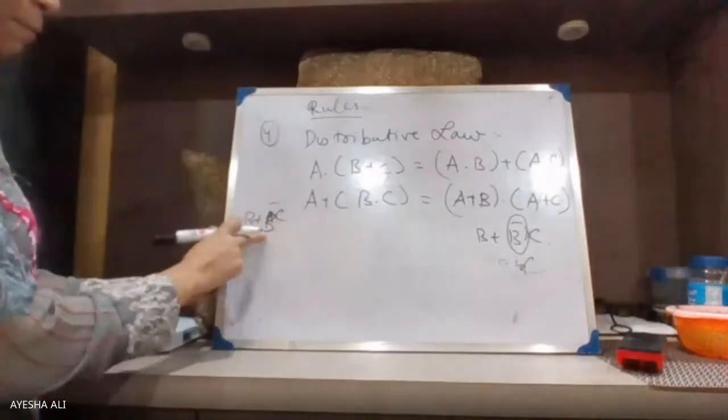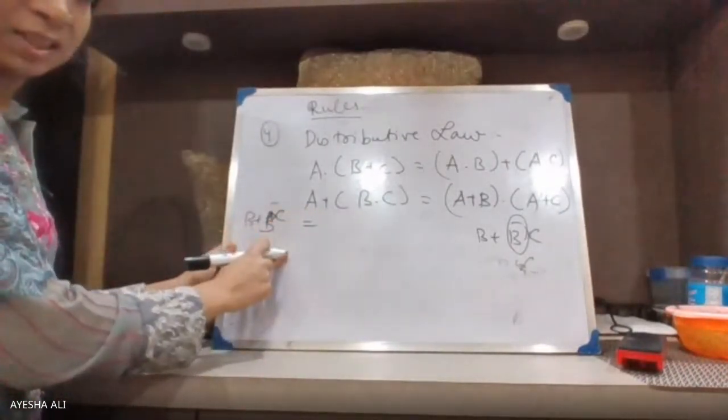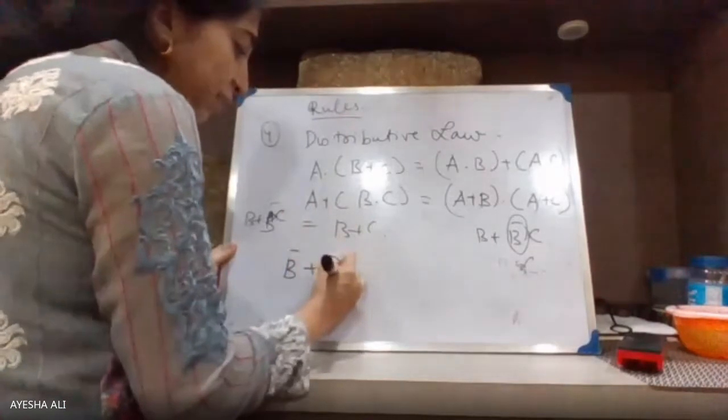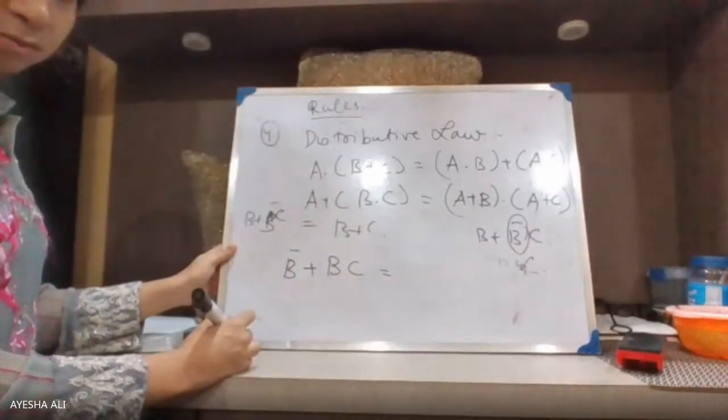This was, I said, B plus B complement C. Then what will be the output if it is B plus B complement C? B plus C. If it is B complement plus BC, then B complement plus C.